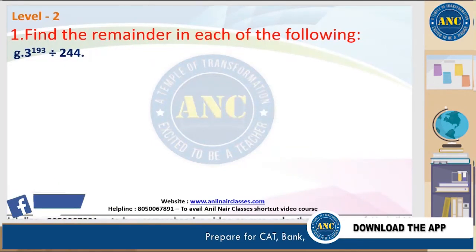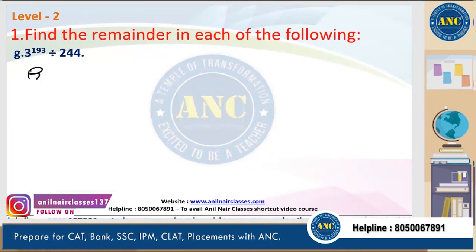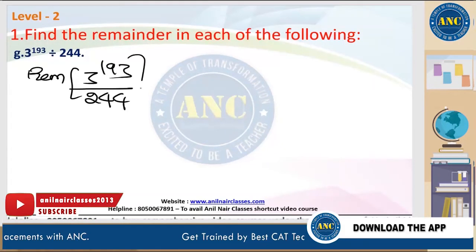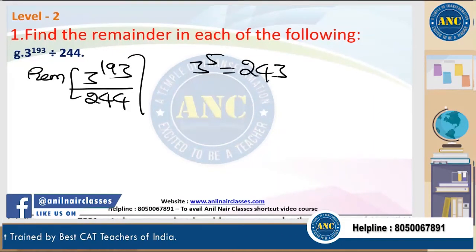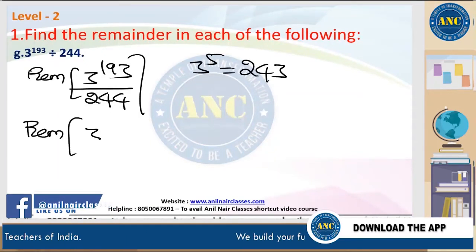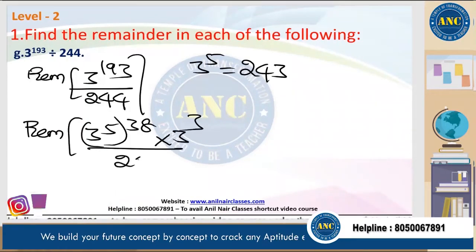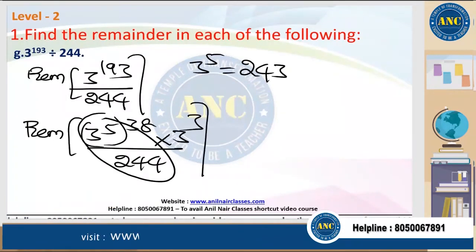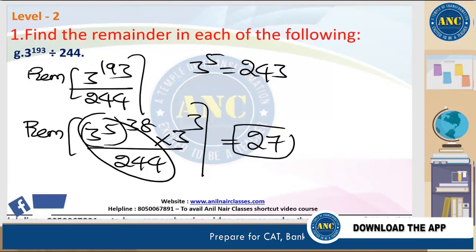Now 3 power 193 divided by 244. It's a very easy question. Which power of 3, when divided by 244, will give plus 1 or minus 1? 3 power 5. So this is nothing but 3 power 5 power 38 into 3 power 3 divided by 244. These 243 by 244 is minus 1. Minus 1 power even is 1. 1 into 27 is 27.